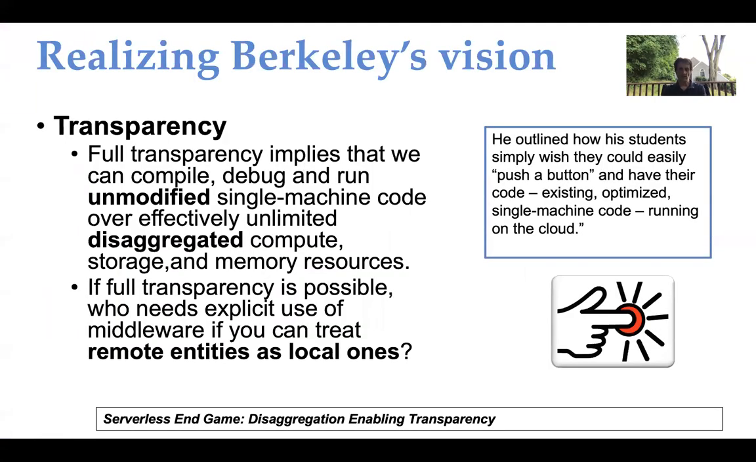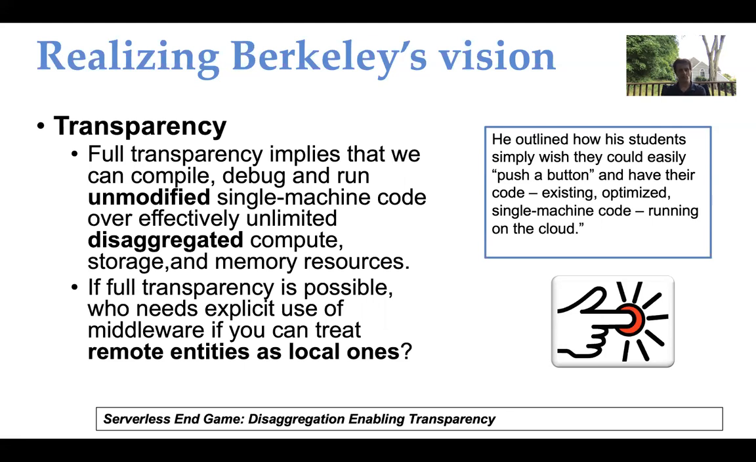The idea that I want to transmit to you is that we are realizing Berkeley's vision, but we are going beyond it. You remember this text, push a button and have your existing single machine code running in the cloud. PyWren was not that. It was simplifying how to move applications to the cloud, but you still need to learn some PyWren APIs and interact with object storage using their APIs.